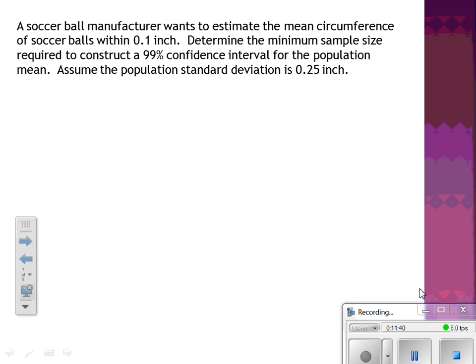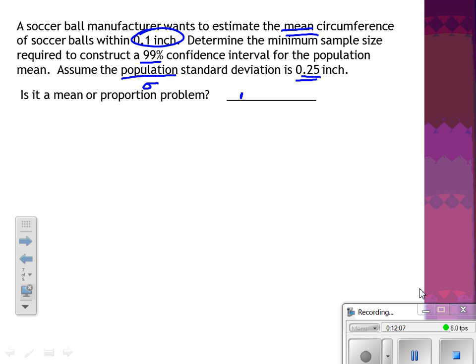One more example. A soccer ball manufacturer wants to estimate the mean circumference of soccer balls within 1 inch. Determine the minimum sample size required to construct a 99% interval. We're going to assume that the population standard deviation is 0.25. Again, we have to know sigma because we don't use a t distribution here. So, first things first, is it a mean or proportion? Well, the word mean is in there, so we're going to use it.